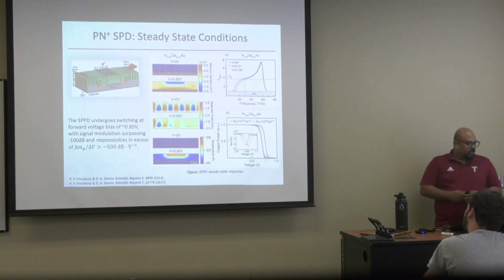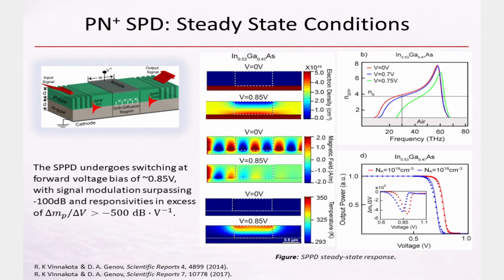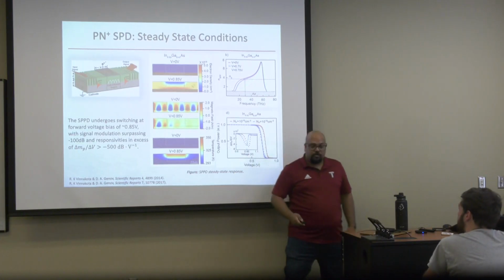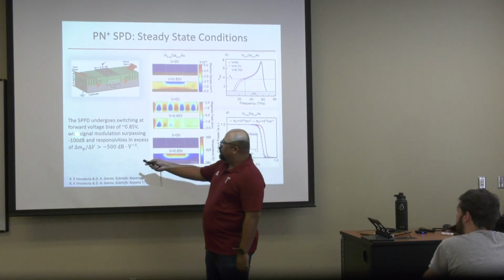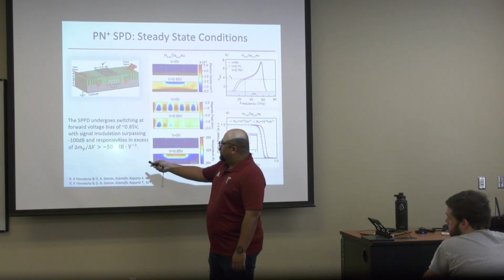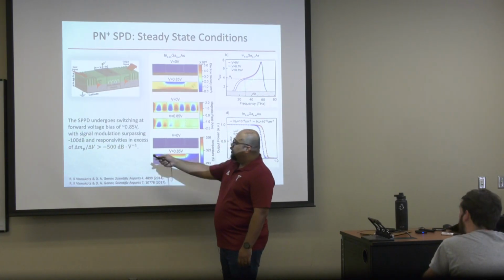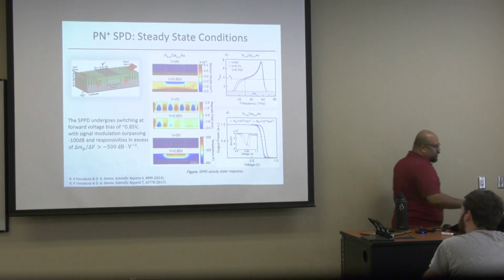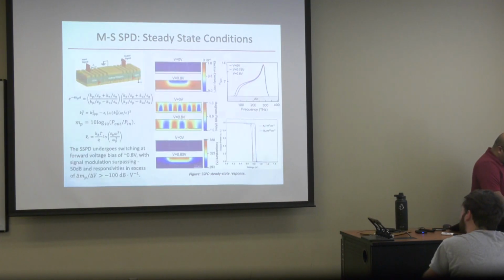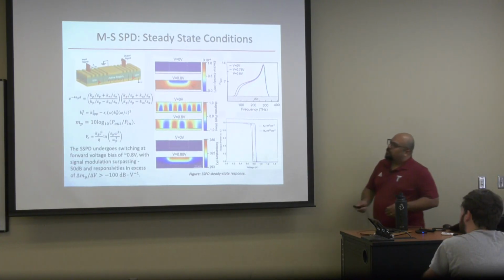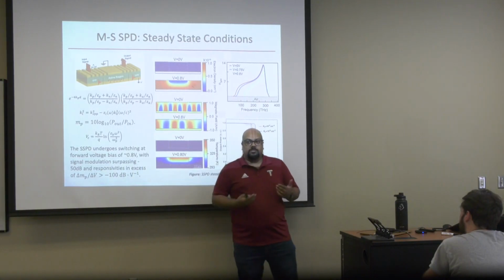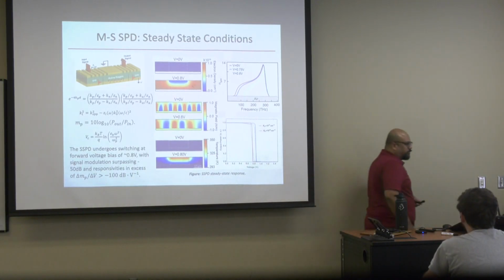Again, when we use both semiconductors, we still observe the same modulation. But if you carefully observe, the responsivity is minus 500 dB per volt, and the modulation is minus 100 dB for the semiconductor-semiconductor contact. However, if we see the metal-semiconductor contact, we got minus 100 dB per volt. So there's a difference there, you see.